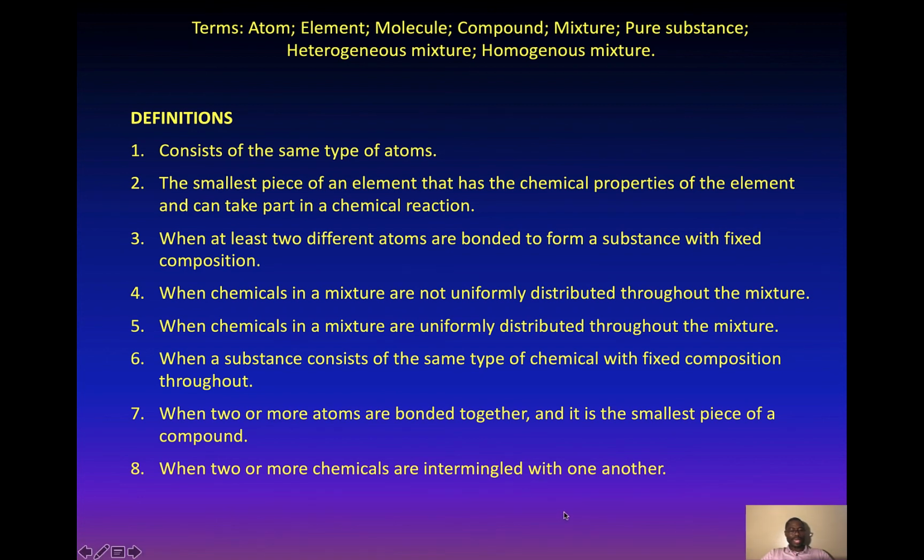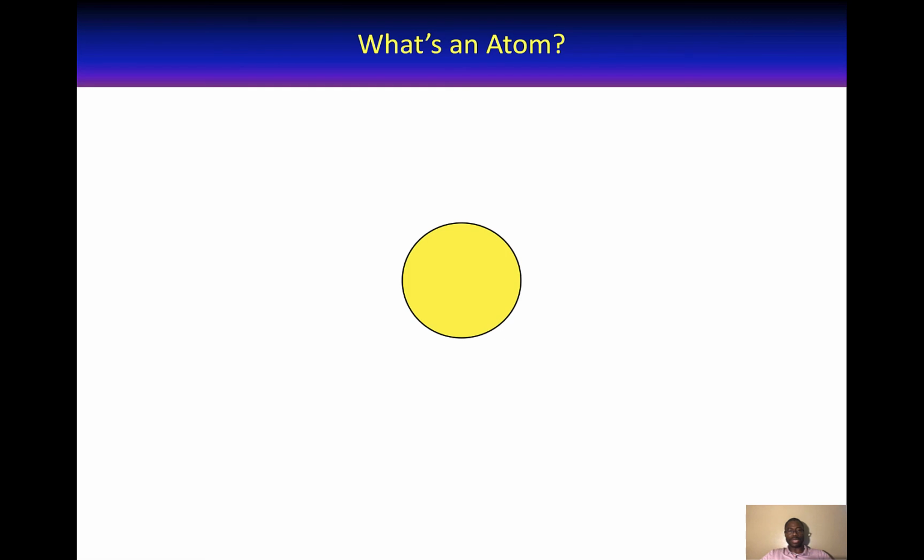When 2 or more chemicals are intermingled with one another, here you are dealing with a mixture. So let's try to draw particle models to depict these definitions. We've already looked at some, but let's try to draw them.